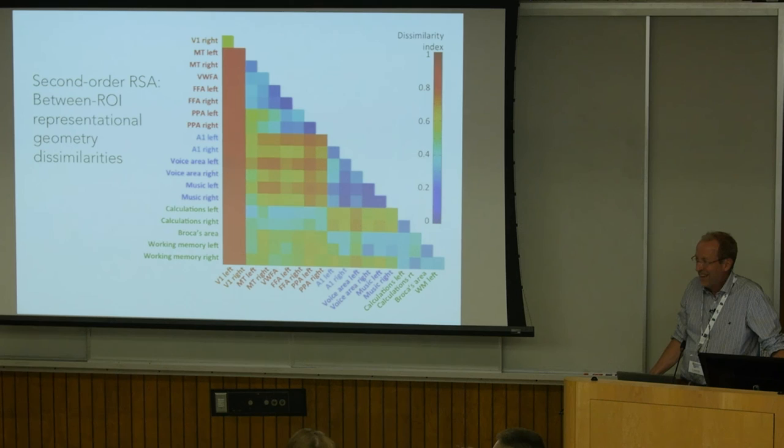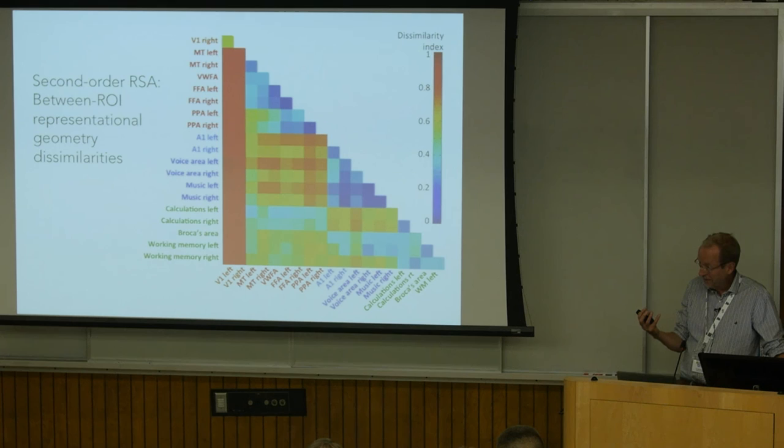So they said, we don't believe it. We think that really what you're looking at is just global information that's shared across all these areas, and that you're really not capturing with this computational model something distinctive about the information in each area. So to look at that, we did a second order representational similarity analysis. Now instead of just looking at the representational geometry within an area, we looked at the similarity of the representational geometry in one area as compared to the representational geometry in all the other areas.